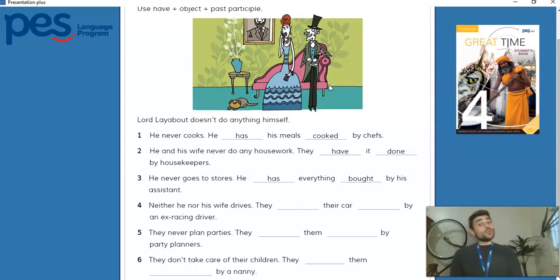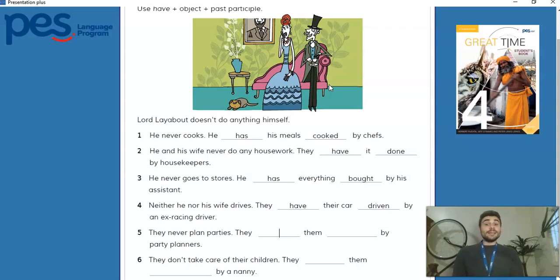Number 4. Neither he nor his wife drives. Their car, by an ex-racing driver. Wow, that must be exciting. So, they have their car driven by an ex-racing driver. Remember that driven is the past participle of drive. So, drive, drove, driven. Okay?